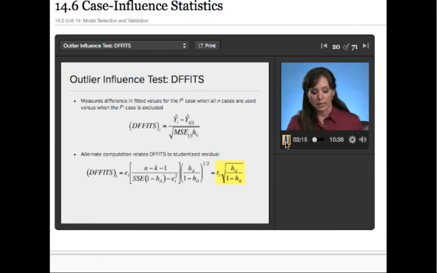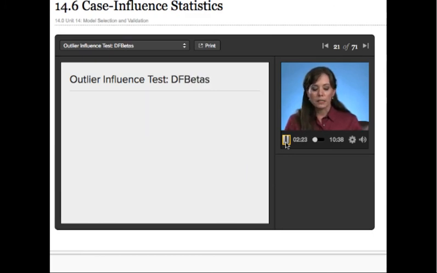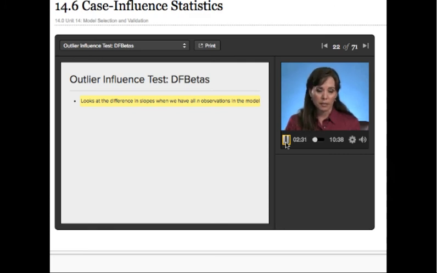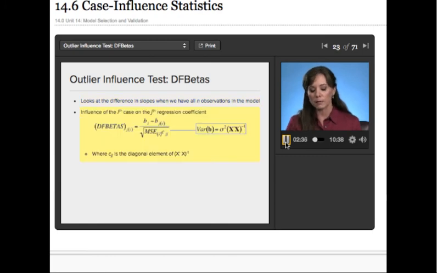So there are different ways to write this, and some are easier to compute by hand than others. But then again, we're using software. We don't have to worry about that. DFBETAS, or difference in betas, is calculated in much the same way as the DFFITS, except now we're looking at the difference in the slopes when we have all n observations in the model versus when the ith case is deleted from the model. So here's the formula for basic DFBETAS. And again, we have the j slope minus the j slope with the ith observation excluded, divided by an estimate of the variability for that difference.